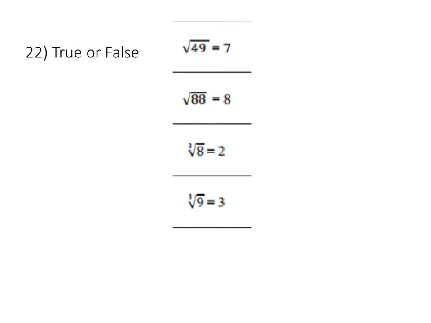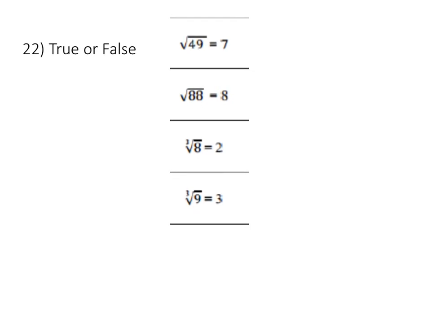True or false? Square root of 49 equals 7. If I put it in my calculator, I get 7 because 7 times 7 equals 49. So that is true. Square root of 88 equals 9.38. So this one is false.